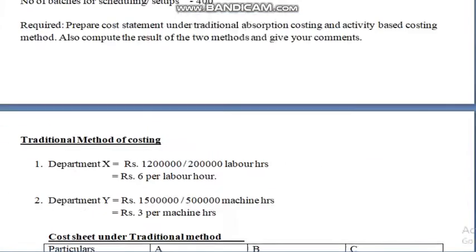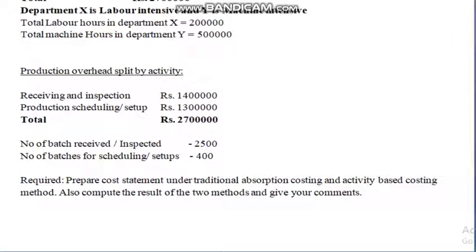So ABC system, first calculate activity driver rates. In this problem there are two activities. The total production cost is 27 lakh, and this 27 lakh is absorbed by the activities. One is receiving and inspection, and the other is production scheduling and setup. So first activity, receiving and inspection.